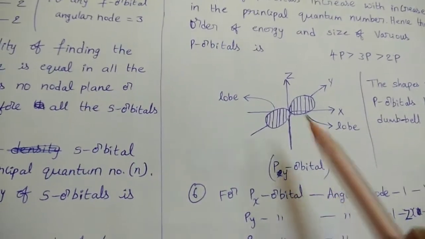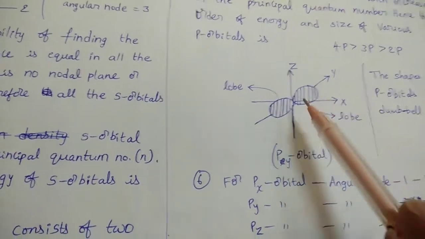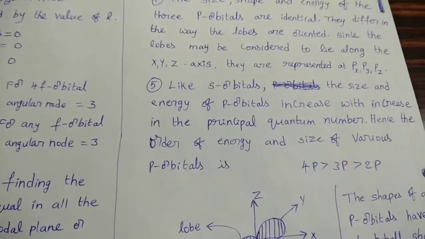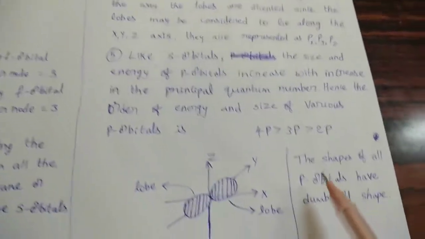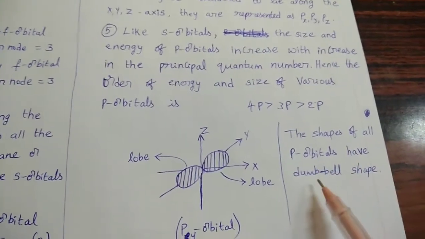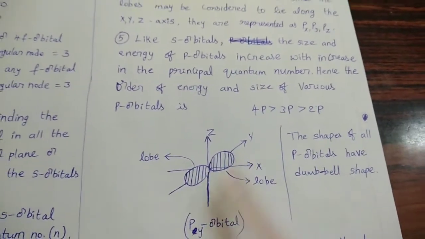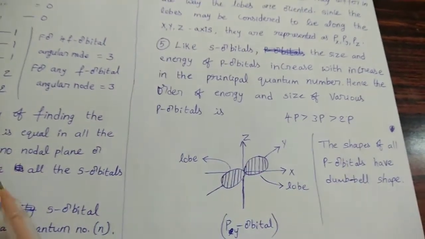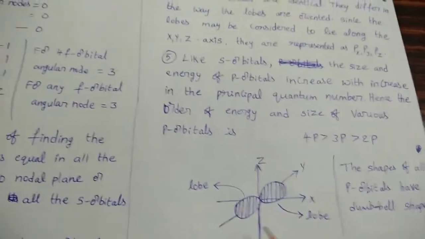Py orbital: electron density is present along the y-axis. No electron density along the x and z-axis. Okay. Next. The shape of all p orbitals is dumbbell shape. The electron density shape is dumbbell. Remember, s orbital is spherical, p orbital is dumbbell.